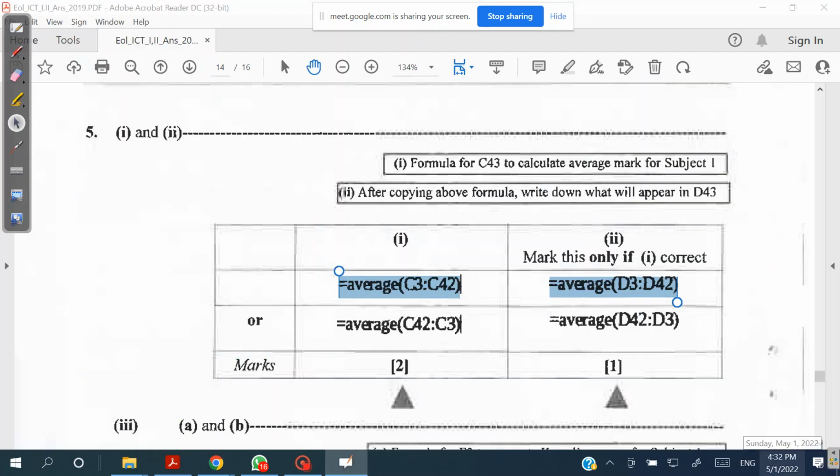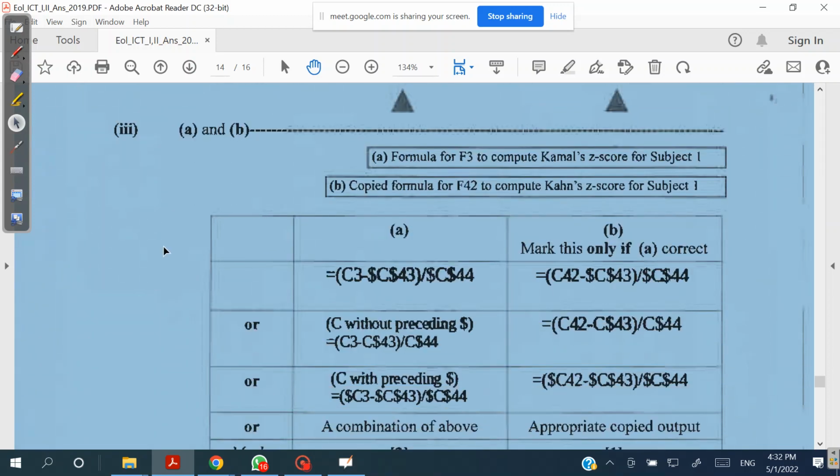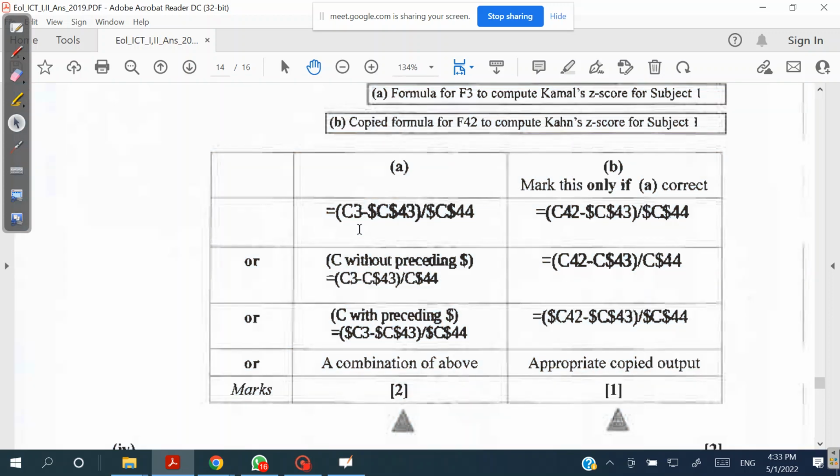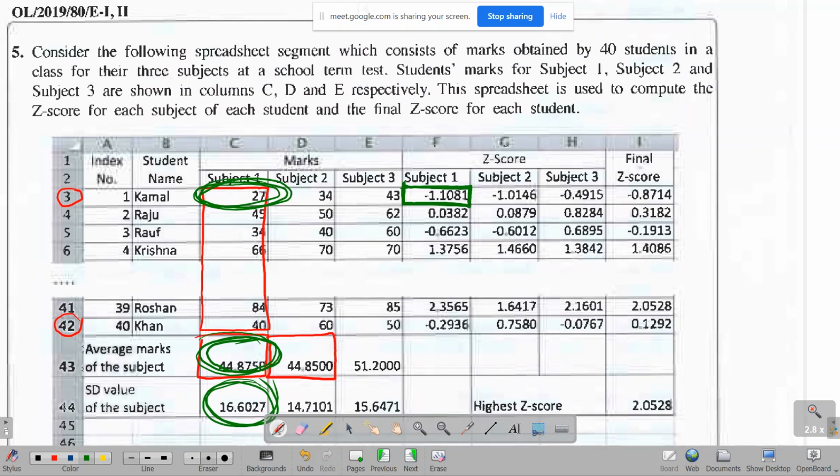Right, I'll go by the marking scheme. Look at how they have written it. So this is the way that they have said. It's C3 minus $C$43 divided by $C$44. And why have they used the absolute cell reference? It is because for all the subjects, for all these ranges, they use these two values always.